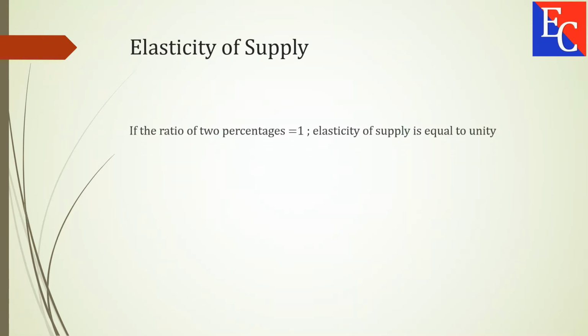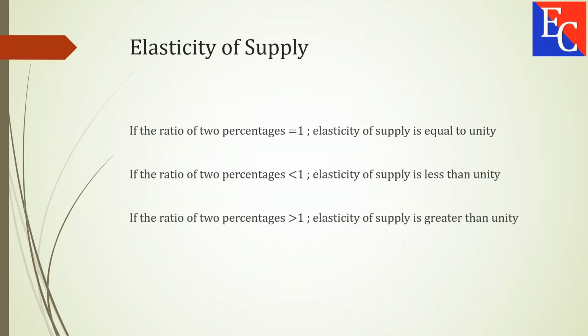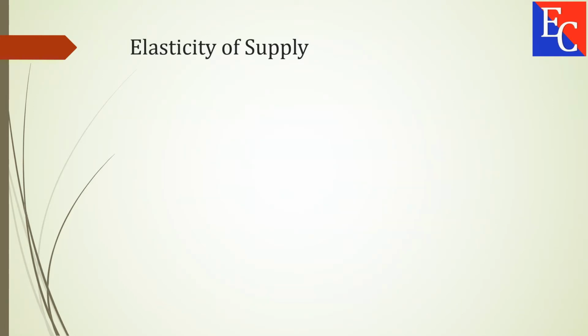If the ratio of two percentages is equal to 1, elasticity of supply is equal to unity. If the two ratios are less than 1, elasticity of supply is less than unity. If the two ratios are greater than 1, elasticity of supply is greater than unity.